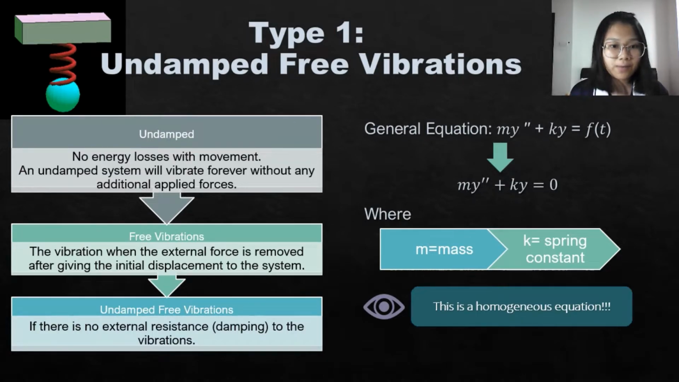Free vibration is the vibration when the external force is removed after giving the initial displacement to the system. Undamped free vibration happens when there is no external resistance or damping to the vibrations. From the general equation, my'' plus ky equals f(t), we rearrange and get the equation for undamped free vibrations: my'' plus ky equals 0, where m represents the mass and k represents the spring constant. This undamped free vibration is a type of homogeneous equation.